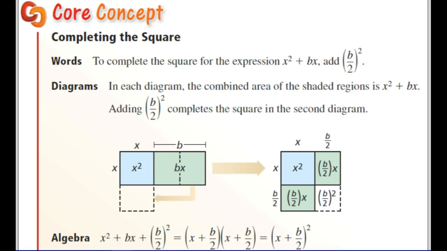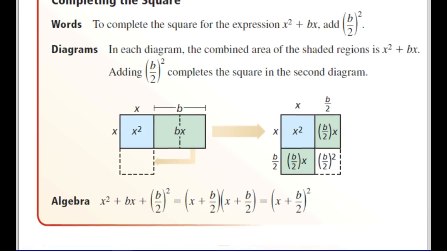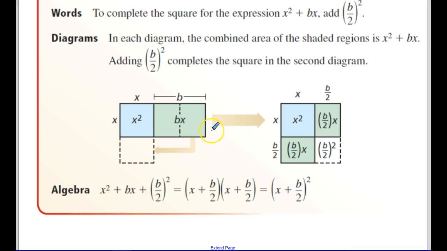Okay, so now we're going to look at completing the square. So here's kind of a picture of what it looks like. I'm completing the square for this expression, x squared plus bx. In order to complete the square, I have to divide b by 2 and then square it. So here's what I'm looking at. I've got x plus b, I've got bx right here, and my x here. So I've got x squared plus bx.